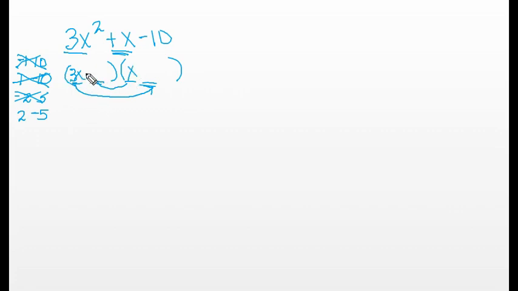And say 3x minus 5 and x plus 2. And now I've got 3x times 2, which is 6x, and negative 5 times x, which is negative 5x, and that sum, or difference here, is x. And so that gives me the middle term that I need. So the factored form of this expression is 3x minus 5 times x plus 2.